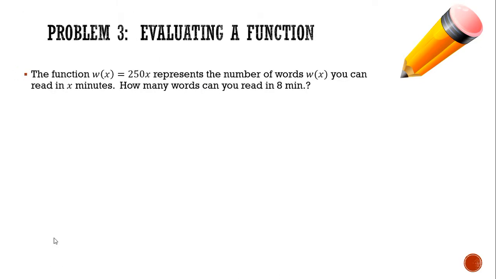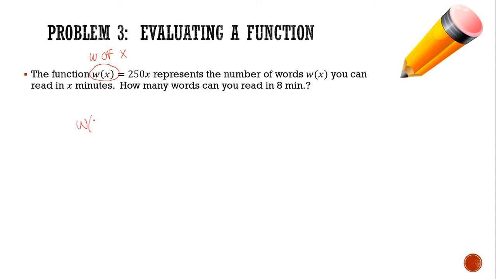Now, evaluating a function. A lot of you probably have seen this notation, but it's never been explained to you. The function w of x. This is how you read that. You go w of x. So letter outside of letter inside equals 250x. This represents the number of words w of x you can read in x minutes. How many words can you read in 8 minutes?